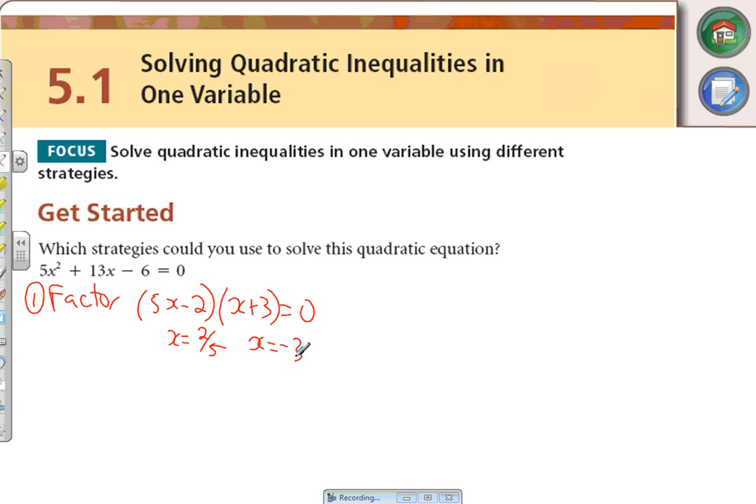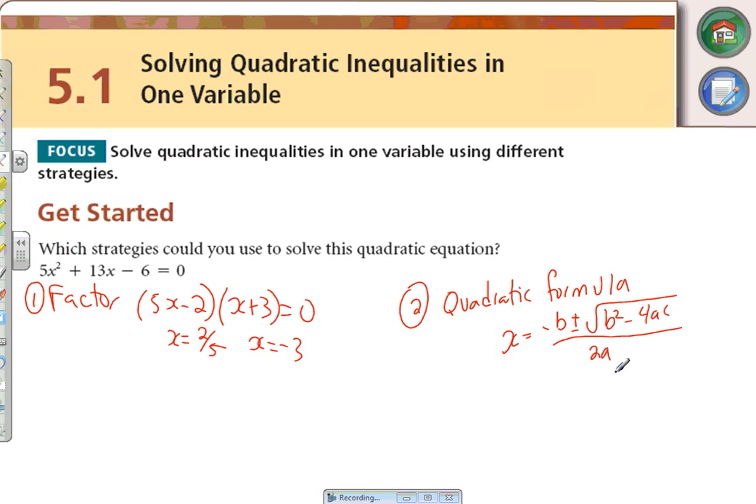Strategy number 2, we could use quadratic formula. Quadratic formula again was x equals negative b plus or minus square root b squared minus 4ac over 2a. Factoring only works if it's factorable. Quadratic formula works all the time. And just to remind you again, we know that something is factorable when the discriminant on the quadratic formula is a perfect square. So if that's a perfect square there, then we could have factored.